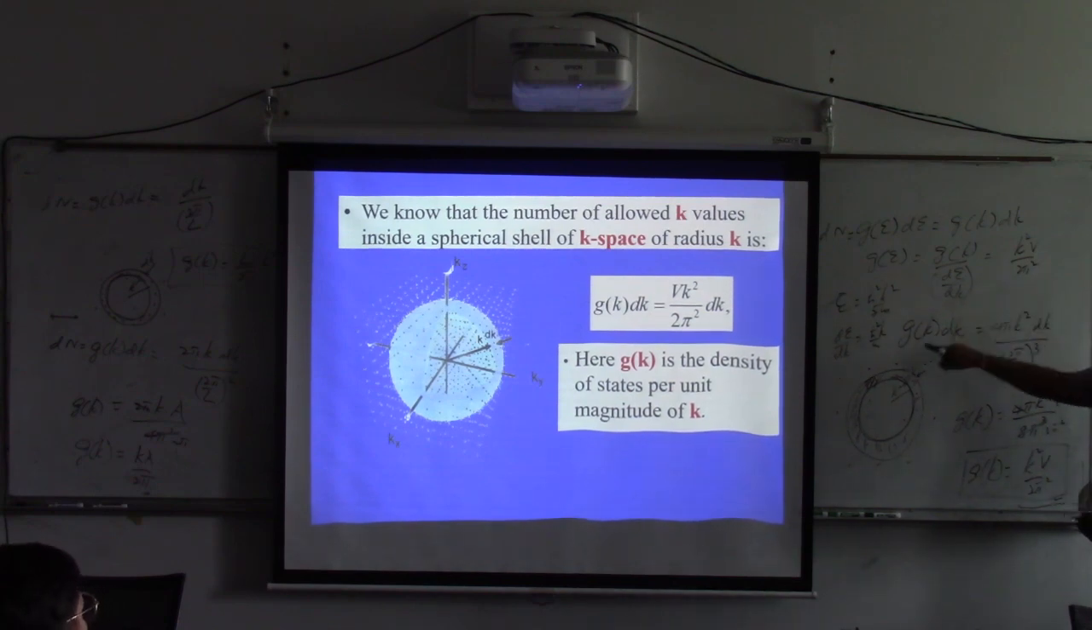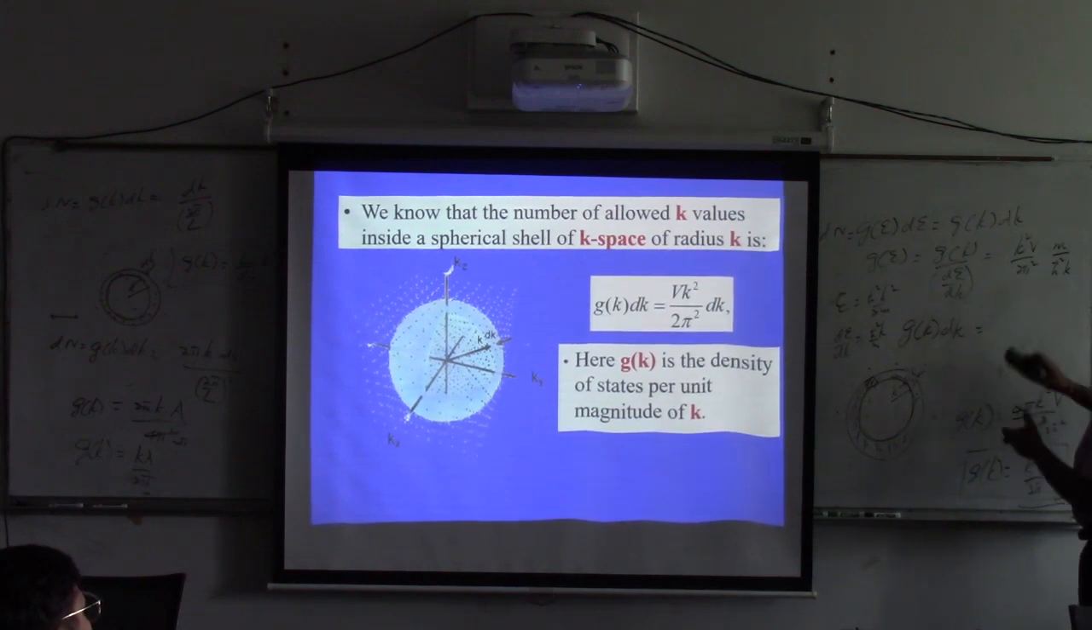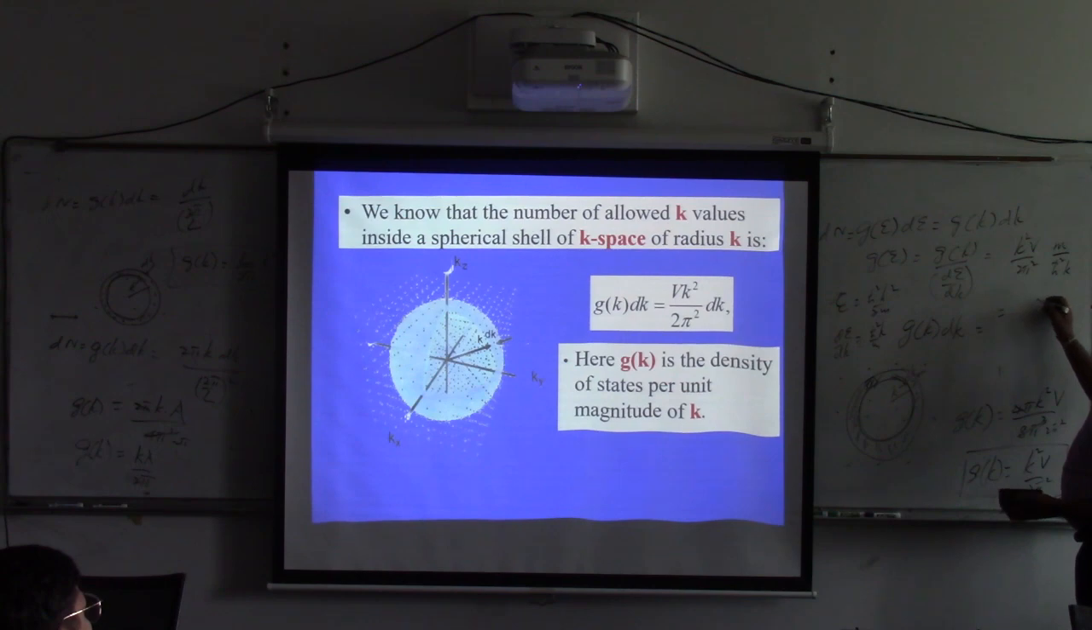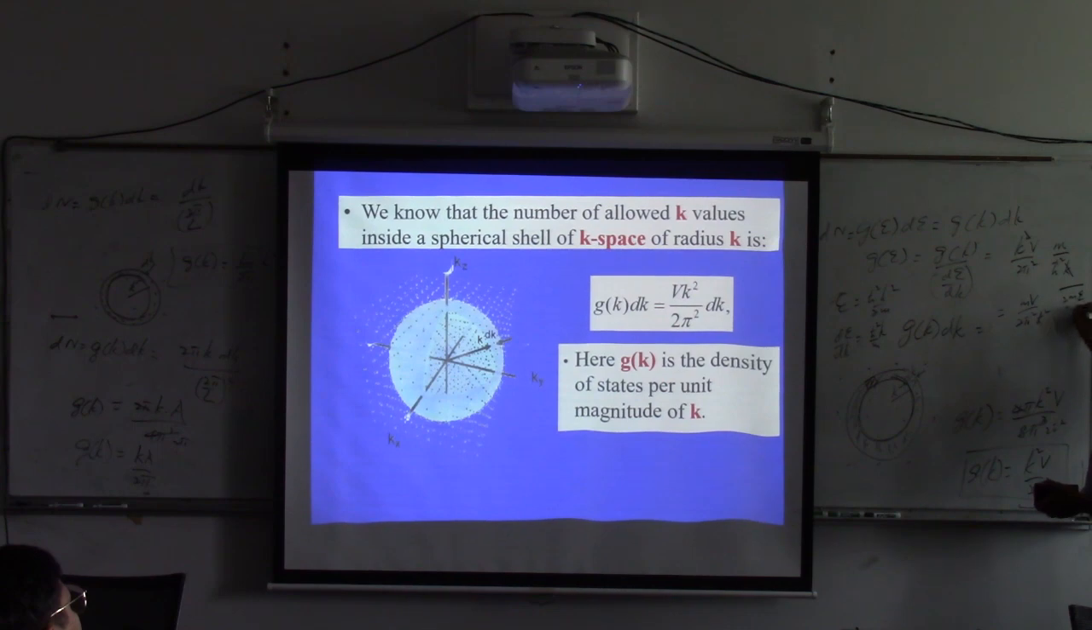So now if you divide by this one, what happens? You have m divided by h bar squared k. So if you do this one, the k cancels. You get mV over 2 pi squared h bar squared times k. k is basically the square root of 2mE divided by h bar squared. Is that clear?